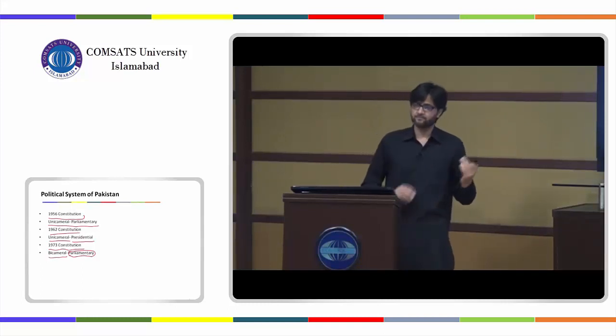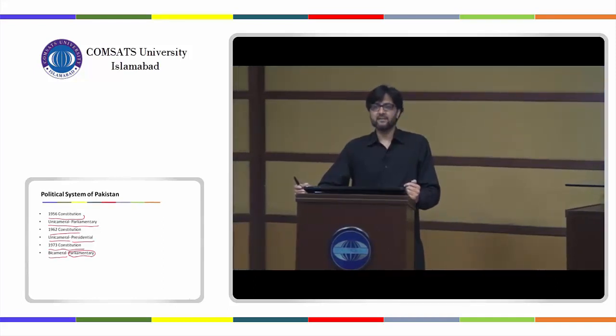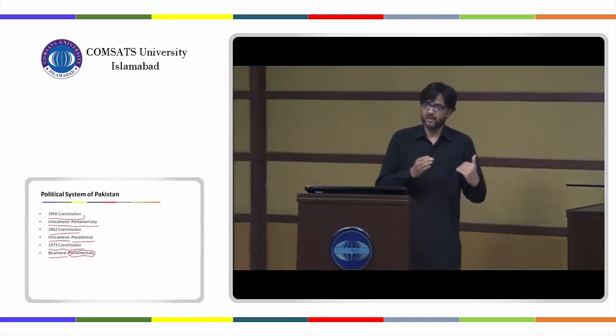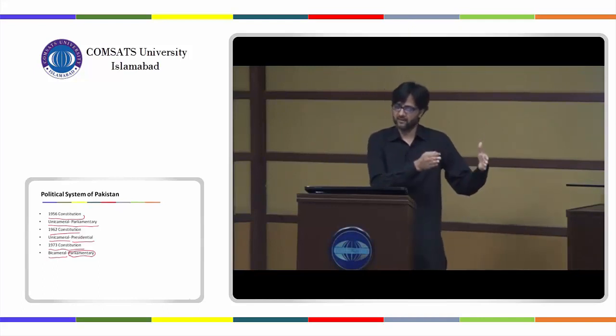Then we have different provinces. In different provinces, again, this parliamentary model is implemented, but there is a unicameral legislature, like just the provincial assembly, and there is no upper house in that, right? And the chief minister, the chief executive of the province, is usually selected from the leading party, the leader of the leading party in that province, who is elected by the people and part of that house of the provincial assembly.